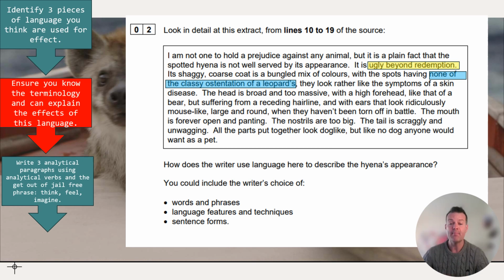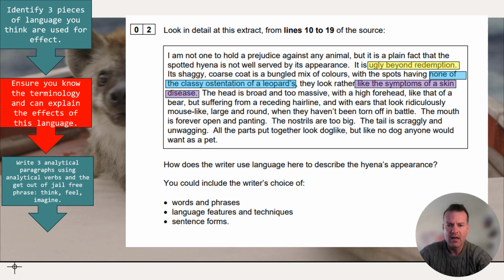Therefore, it amplifies the fact that this thing is ugly, is bungled, is another phrase that is used. So that use of contrast and juxtaposition there from the writer is exceptional. It says, look, think in your head about a leopard, nothing like that, complete opposite. Doesn't have the classiness and the kind of majestic qualities of a leopard. Brilliant piece to use, but you can write about that well.